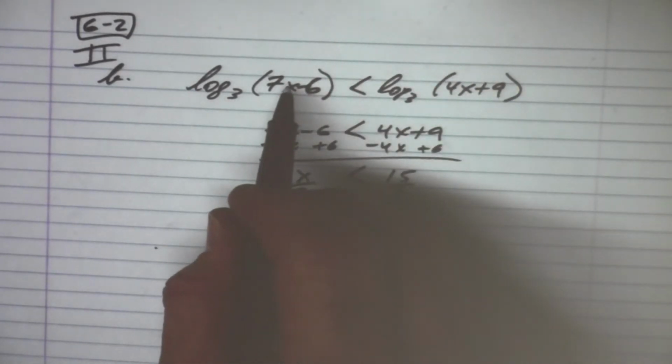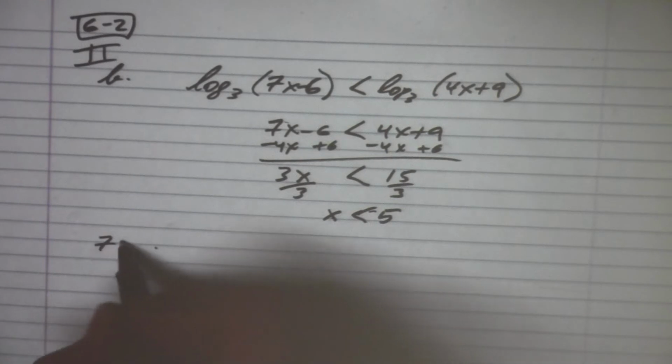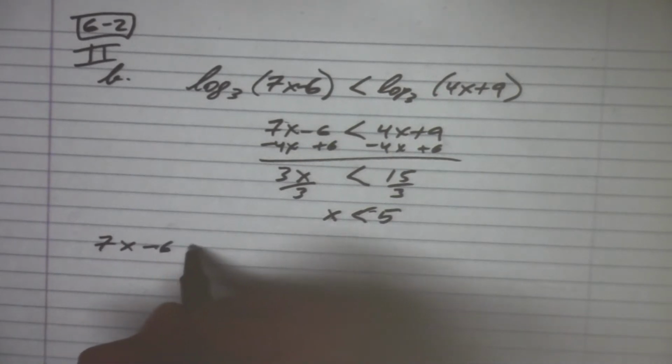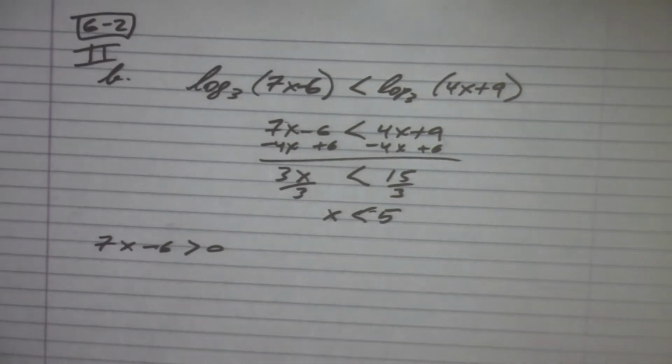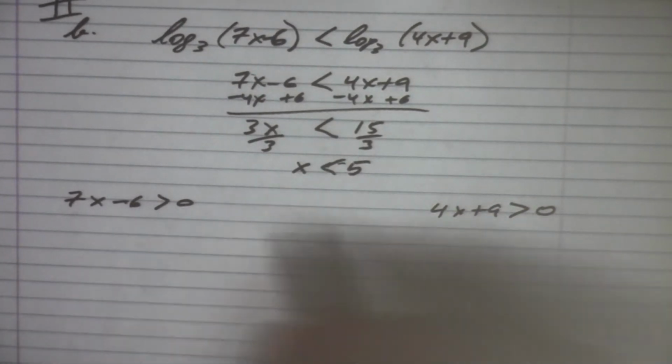negatives. So what we have to do is separately do 7x minus 6 must be greater than 0, and we will do 4x plus 9 must be greater than 0. So we have an answer here, but we need to do these to account for those things.